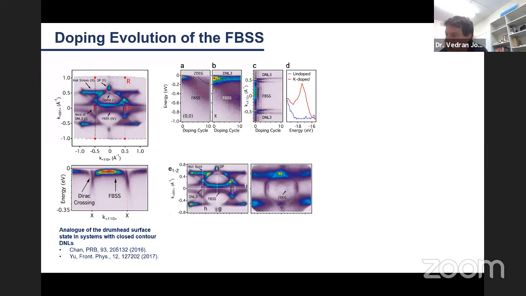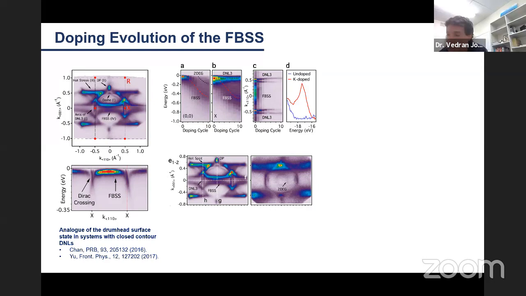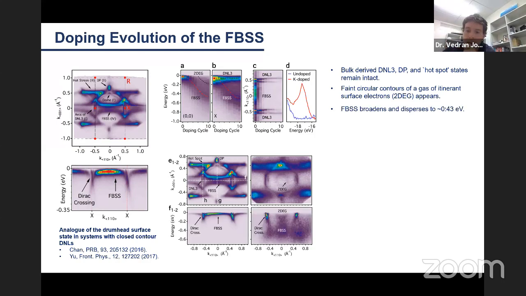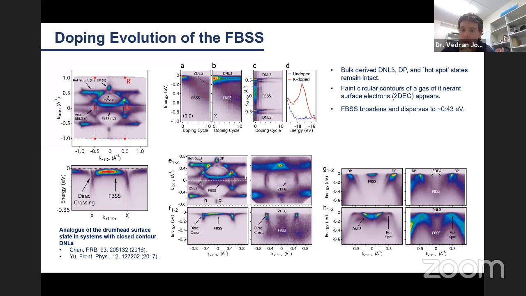And let me just skip a little bit forward because I'm cutting into everybody's time. So essentially, the sensitive response of this flat band surface state to, let me just skip a little bit for time and summarize the slide.